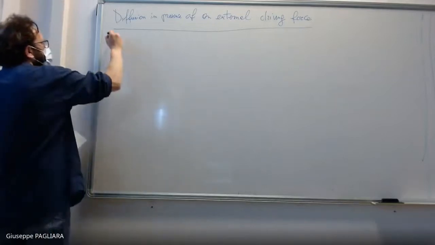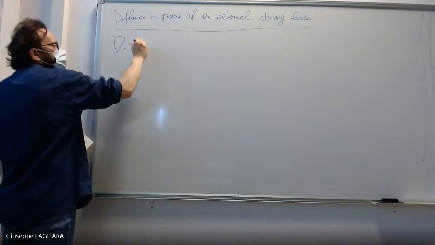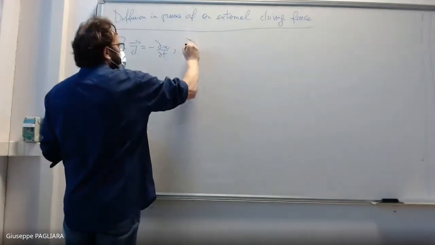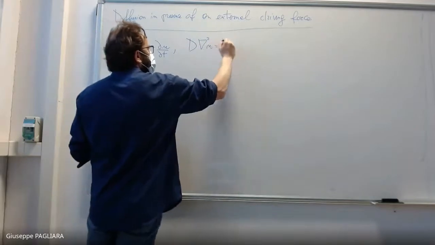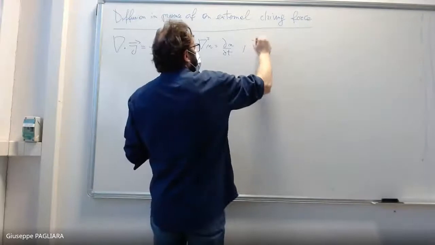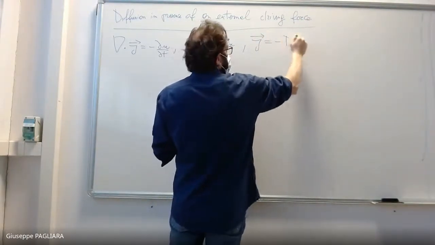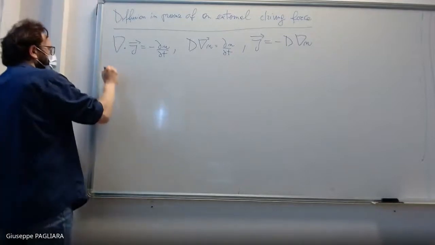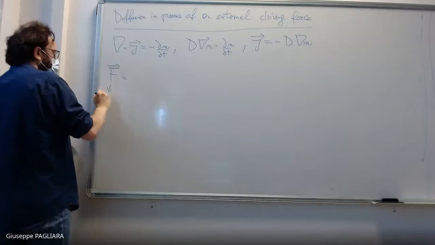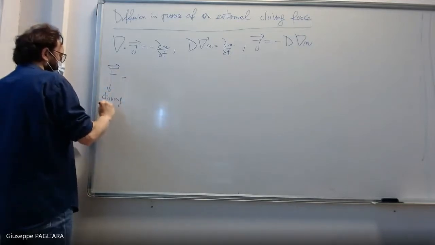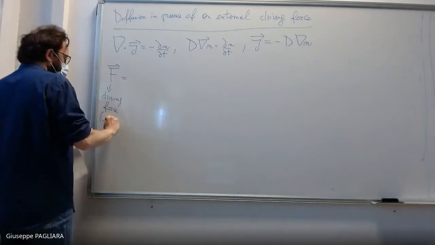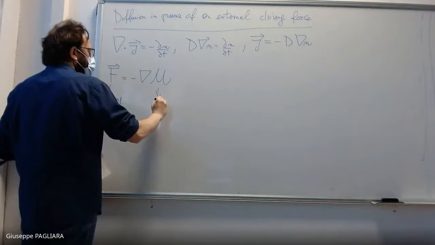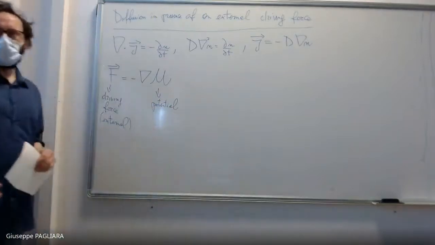Now, the equations that we need to remember are the ones that I already wrote. So the divergence of J is minus the derivative of n with respect to t. Then we have the diffusion equation, which is D nabla squared of n equal to the derivative of n with respect to t. And Fick's law, which is J equal to minus D gradient of n. Now, suppose that we have an external driving force F, which is provided by minus the gradient of a certain potential U. Okay, so it is a conservative force.